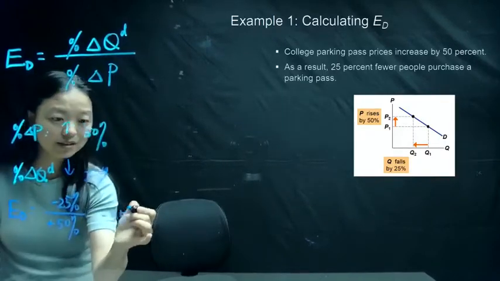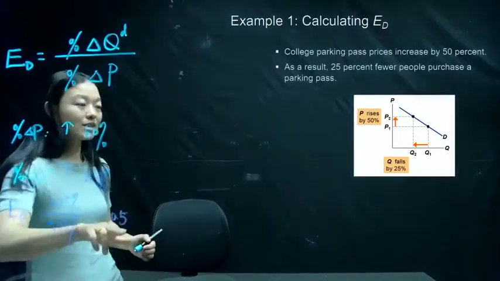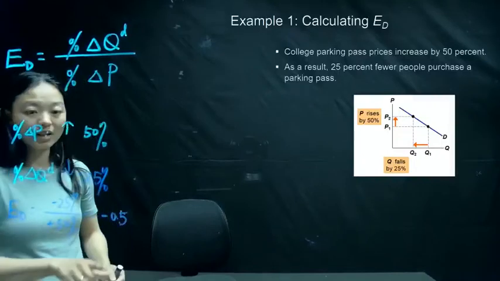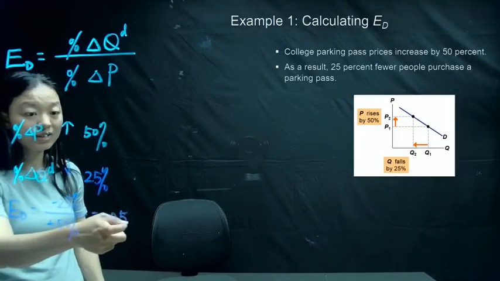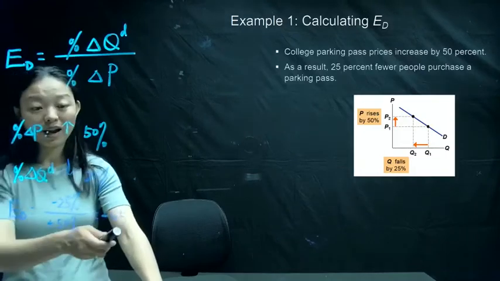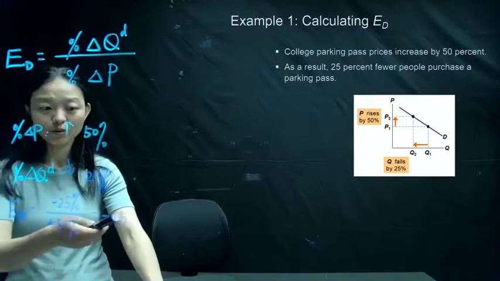Negative 0.5, right? What does this negative 0.5 tell you? What does this number tell you? This is what we need to understand. What other economic implication comes from this number?